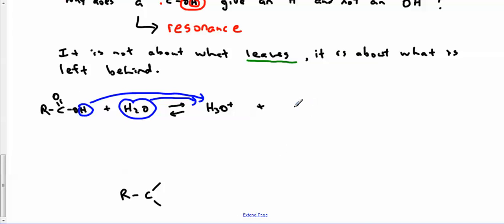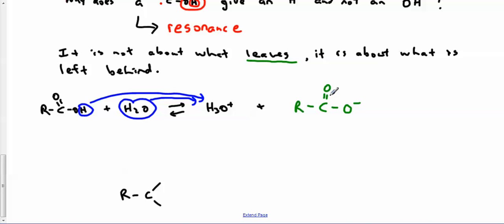Okay? What do I have? I have R attached to a C, attached to an O. Now it's an H plus that came off, so this O has got a negative charge on it, and then I still have the double bond O. Okay? So the question is why is there going to be a single bond here and a double bond here? Could it not be the other way around?